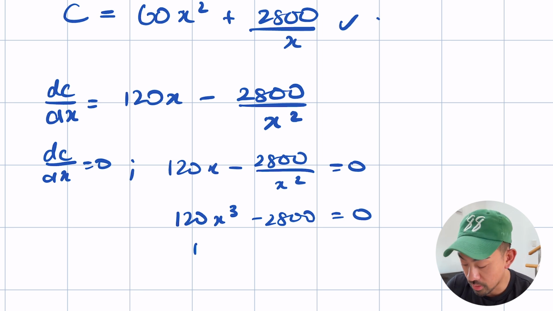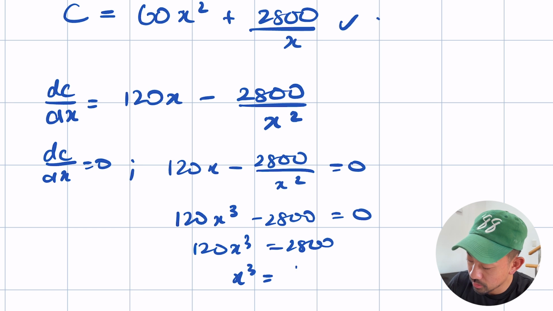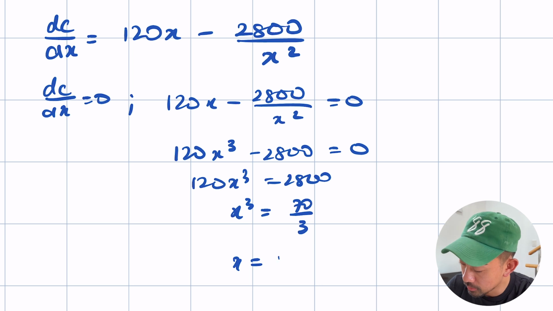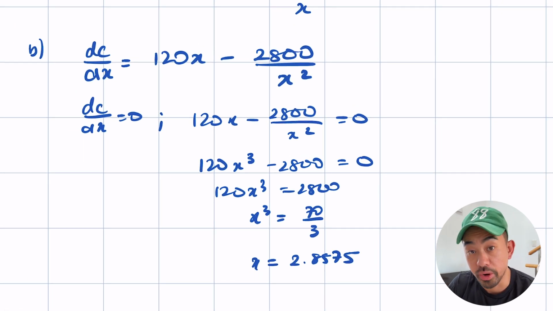Well, let's move the 2,800 over. 2,800 divided by 120 is 70 over 3. And I need to cube root it, right, to get rid of that. So x is equal to, I'm going old school calculator here, it's just easier. So this is 2.8575. So that's one of the dimensions.